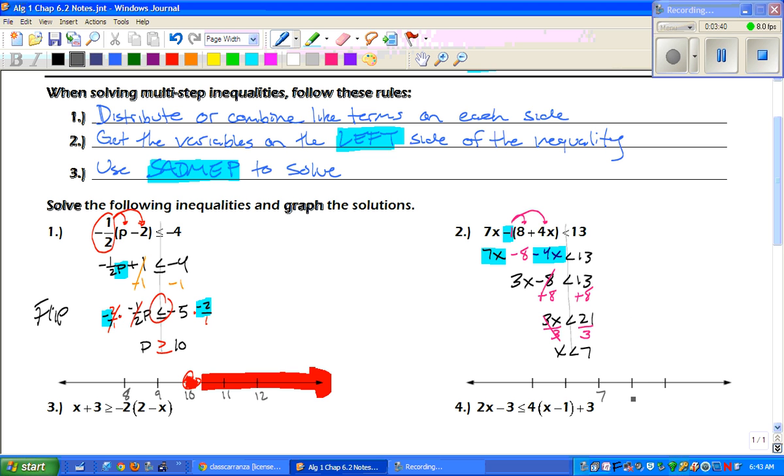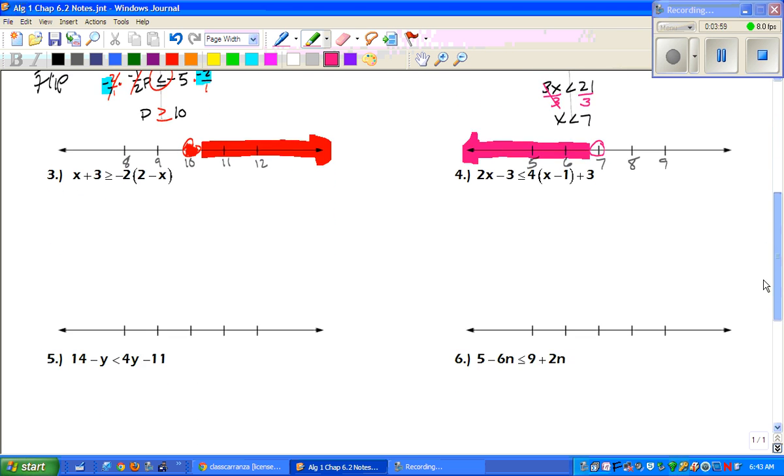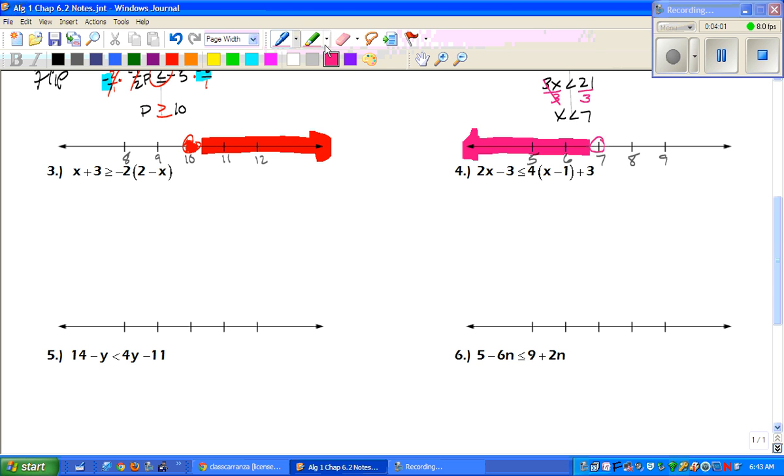Okay, so 7, 8, 9. 2 above, 2 below. Are we open or closed? It's open, and then do we shade to the right or to the left? Well, it's a less than symbol, so we need to shade to the left. All right, number 3.